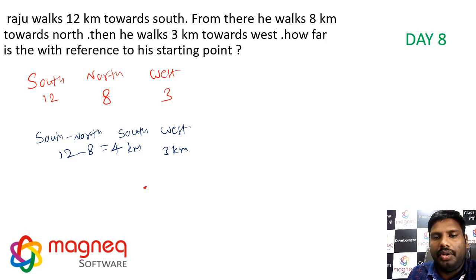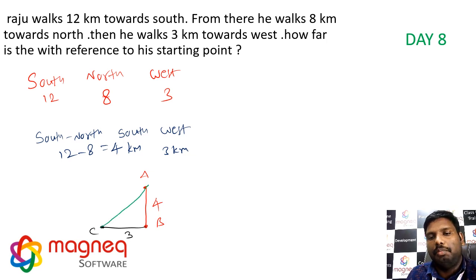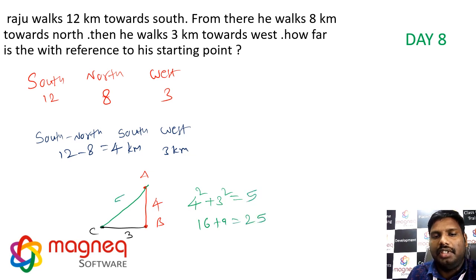So starting point A to B, 4 kilometers from here to west. B to C, 3 kilometers. So the shortest distance between starting point A and ending point C, by using Pythagoras theorem: 4 square plus 3 square, 16 plus 9, 25, means 5. So the distance is 5 kilometers.